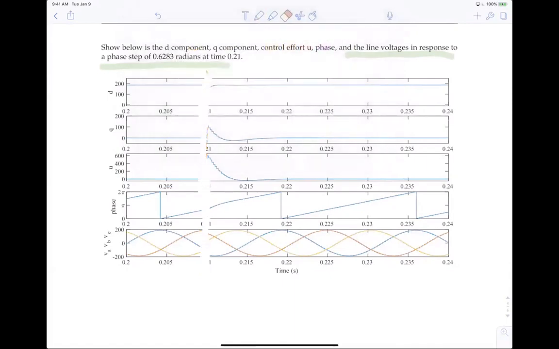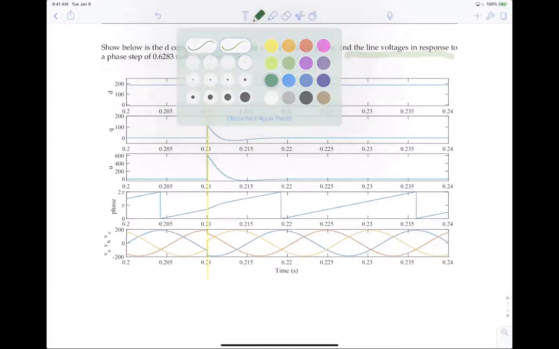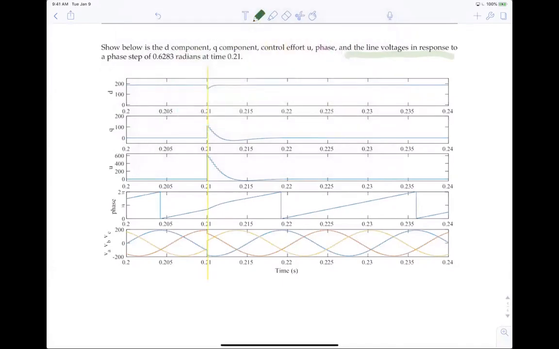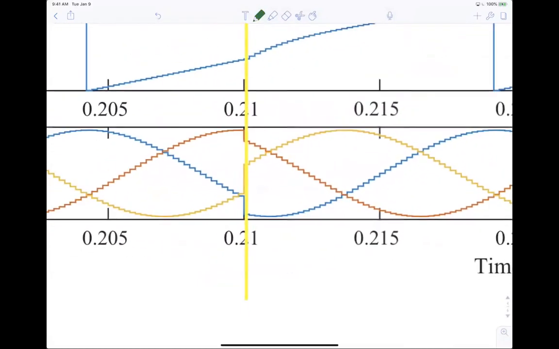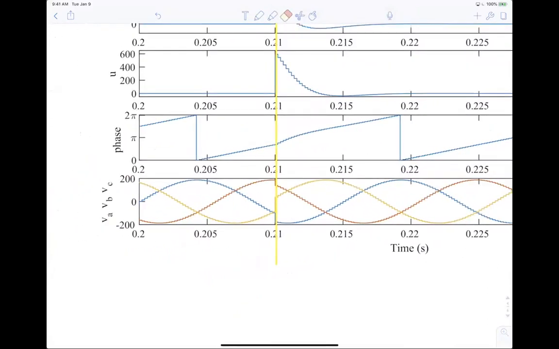You can see something interesting here. We have a step in phase, so if you look at the voltages, you can see how we have this discrete step. It happens instantaneously. This one steps here, this one steps there, and blue steps like that. This is a pretty drastic case for voltages, but that's the transient.